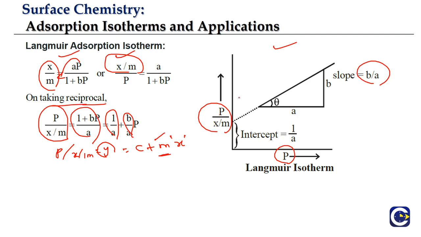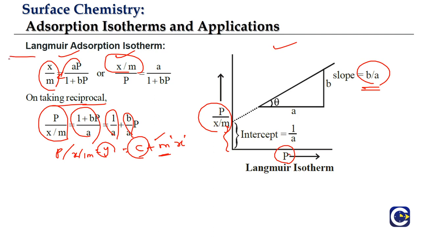So the graph between P on the x-axis and P by x by m on the y-axis is going to be a straight line. The slope of the straight line is B by A, and the value of C represents the y-intercept, the value of P by x by m when the pressure is very low. So the y-intercept C is equal to 1 by A. This is how we look at the graphical representation of the Langmuir adsorption isotherm.